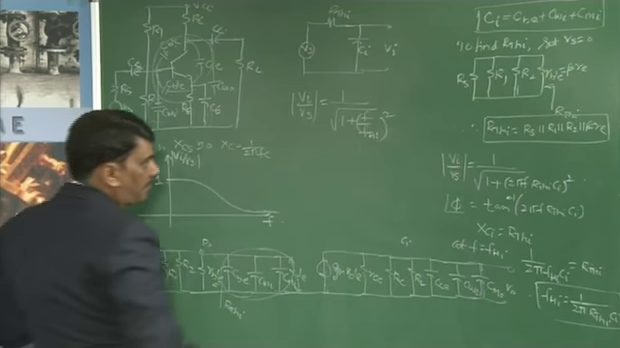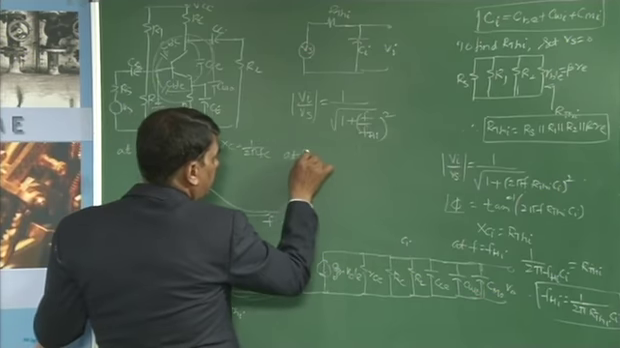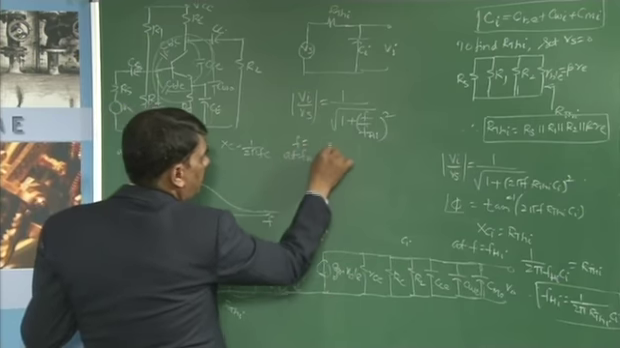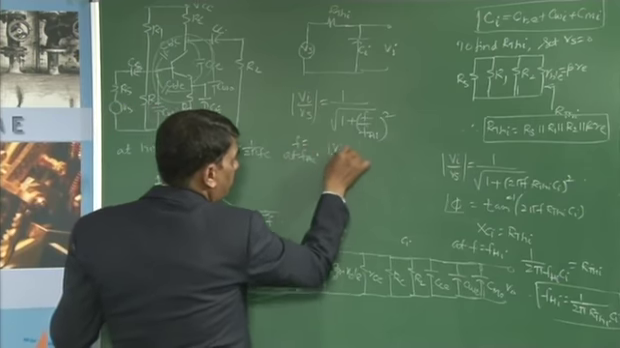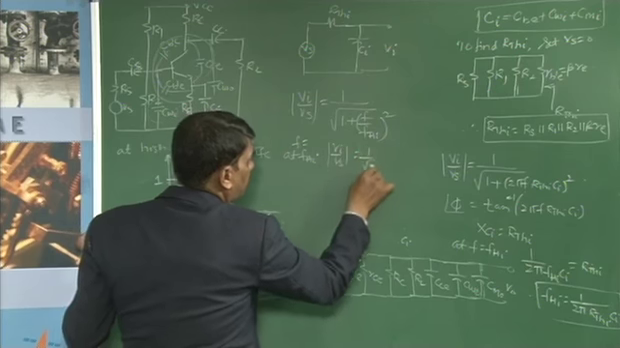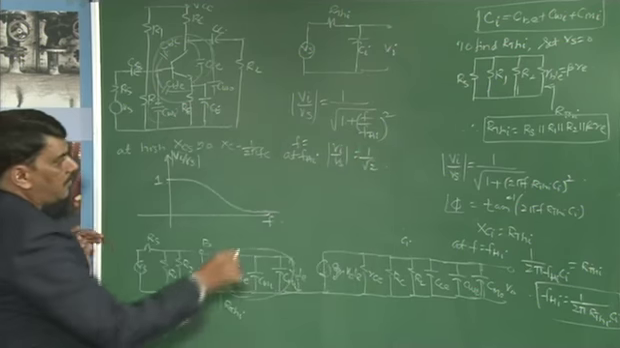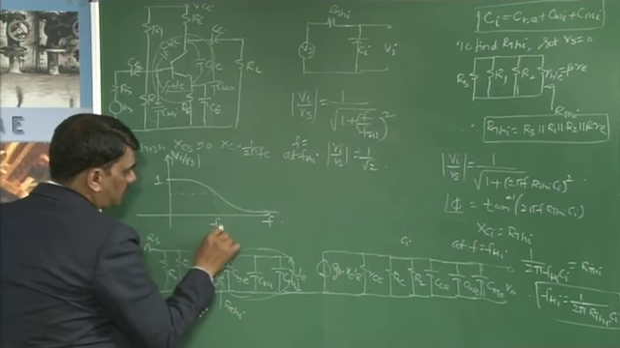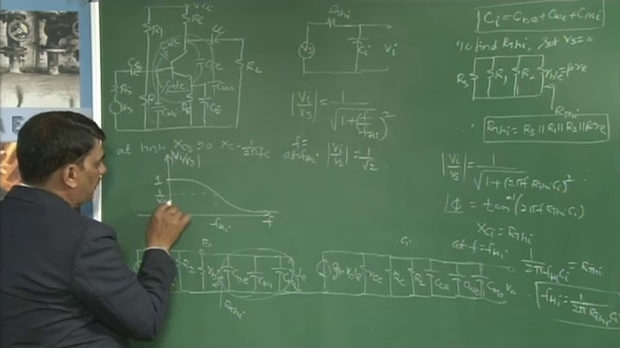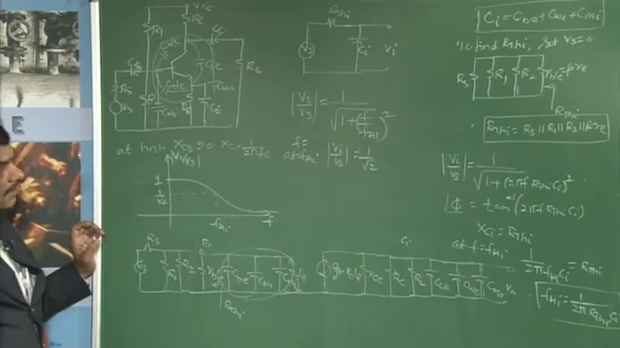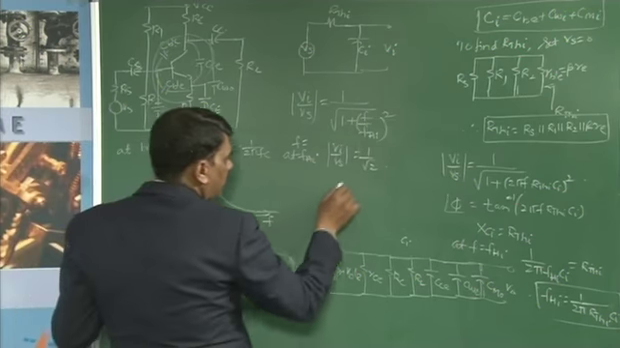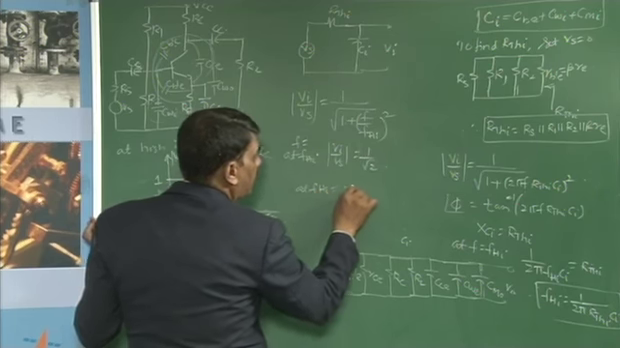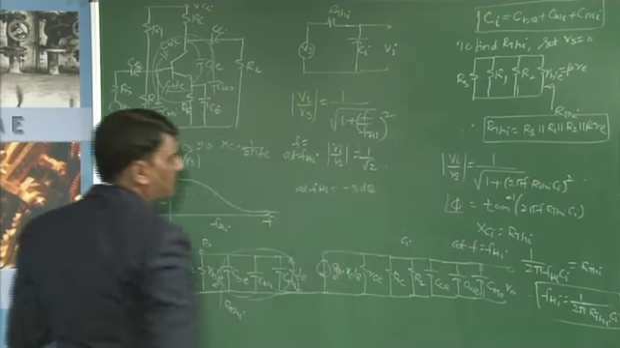For this case, at f is equal to Fhi, the magnitude Vi by Vs is equal to 1 by root 2. This magnitude is 1 by root 2, which is nothing but the half power bandwidth, or 1 by root 2 times the mid-frequency gain. If you convert into decibels, at f is equal to Fhi, the gain is minus 3 dB.